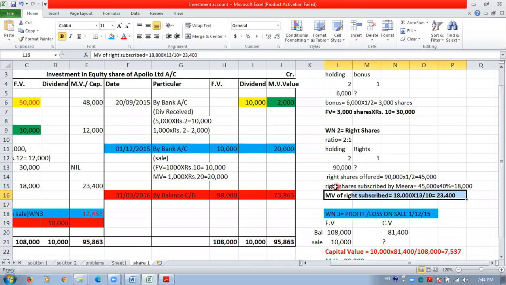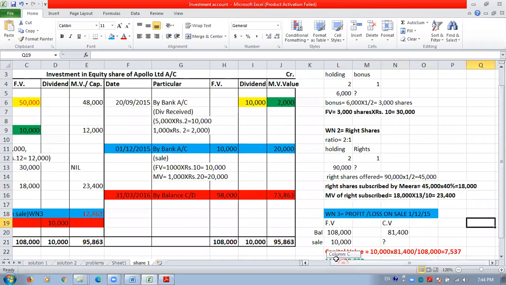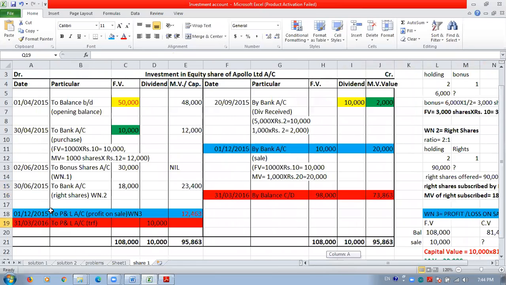So likewise we have to enter these two figures, that is the subscription face value and the subscription market value, in the ledger account. Here we entered that on 30th June, as the right shares are purchased and the price is paid by Mira, we have to enter here to bank account, and the face value is 18,000 and the market value is 23,400. So here we calculated and entered the right share entry. Okay, so next, what is the entry?